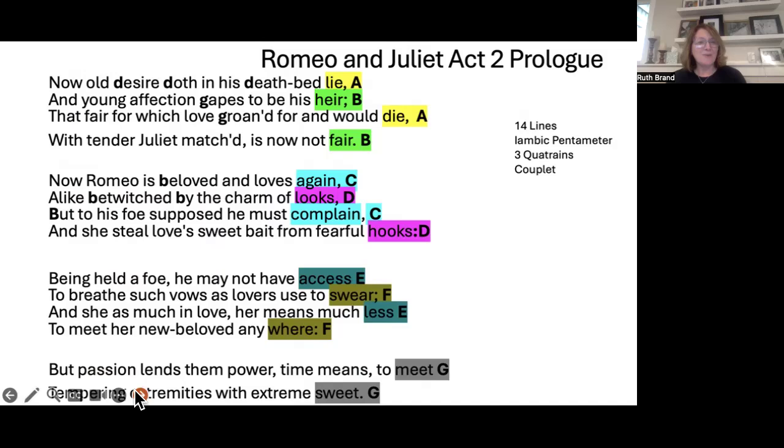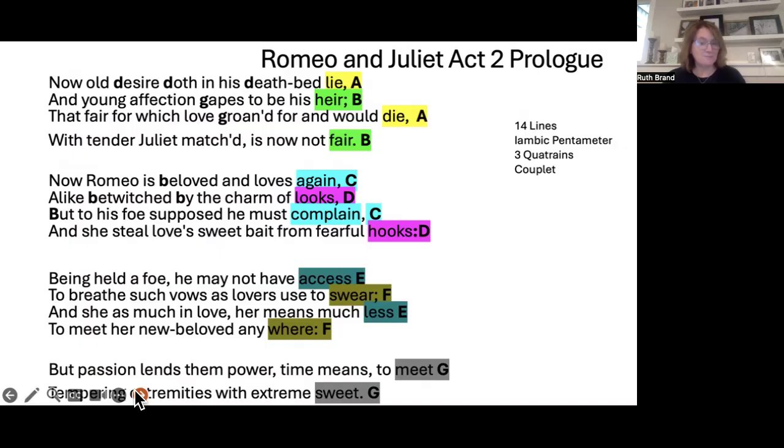And we take a look at this first line. Old desire doth in his deathbed lie. Something has died. What has died? And that's what you need to figure out. So death being the primary image, I think, that runs throughout the lines of this play. And what has died but the affection for Rosaline?